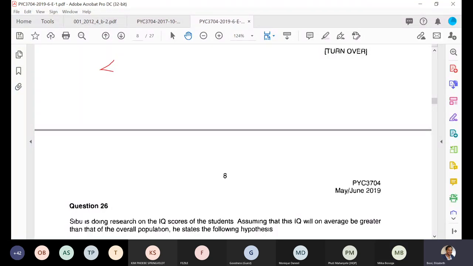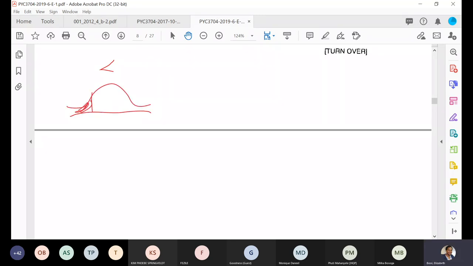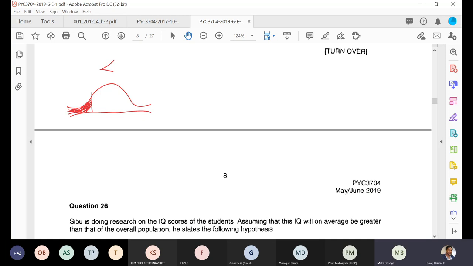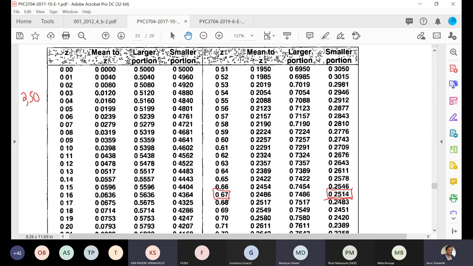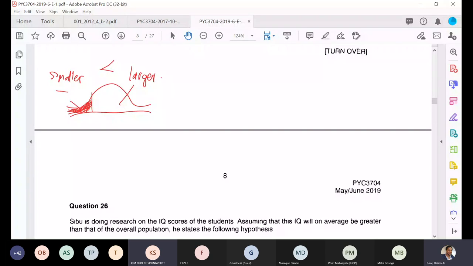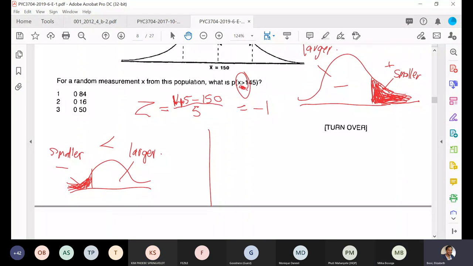Okay, so when it is less than, the shading will be on the less than side. Therefore, also bear in mind, if the answer is negative, it will be on the smaller side. If it is positive, it will be on the larger side. Ms. Lizzie, I don't understand that because the Z is minus one. Exactly. So it should be on the left of the mean. No. Remember, the side, the shading or the side of the table that you're going to be.